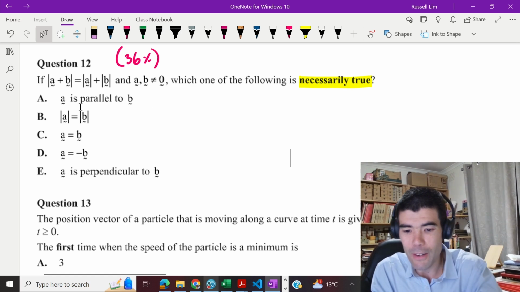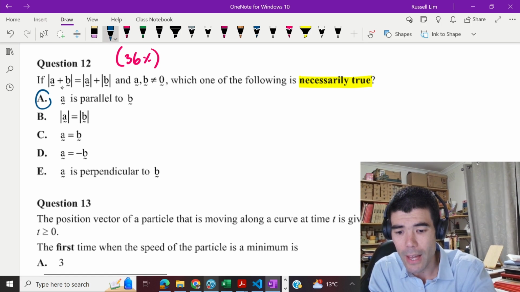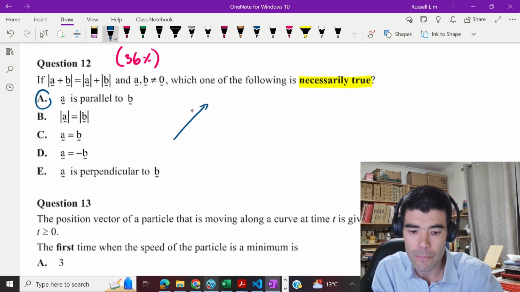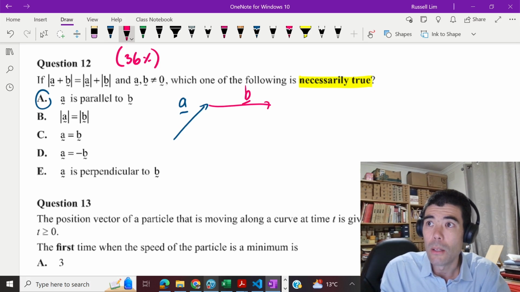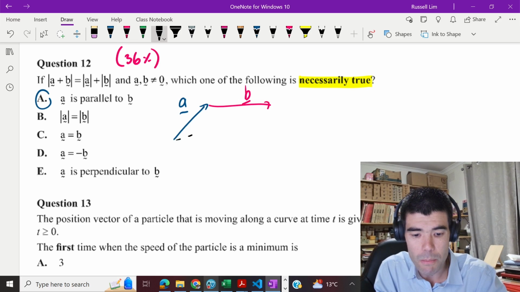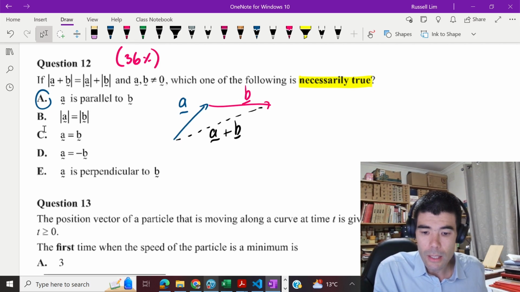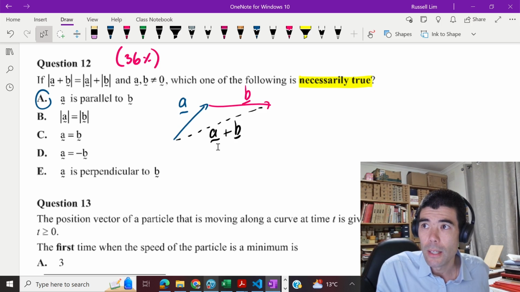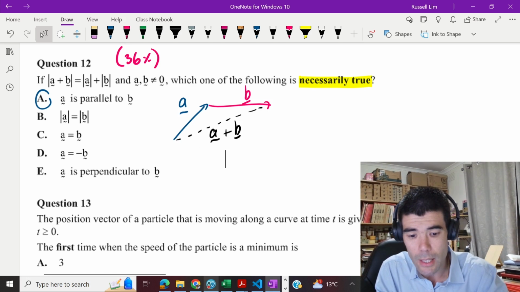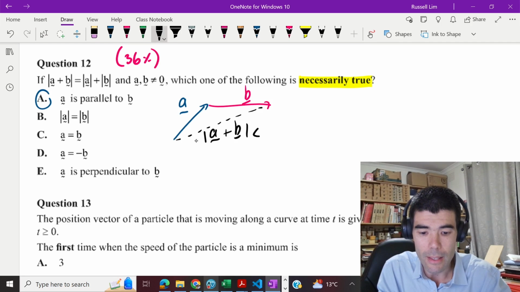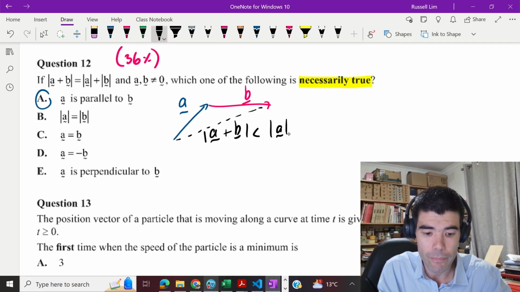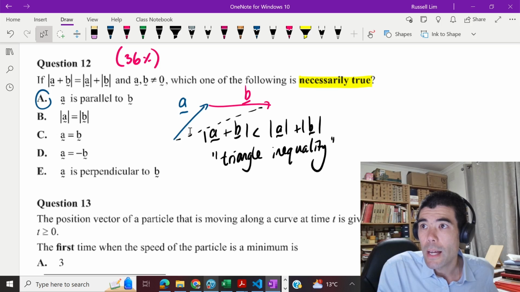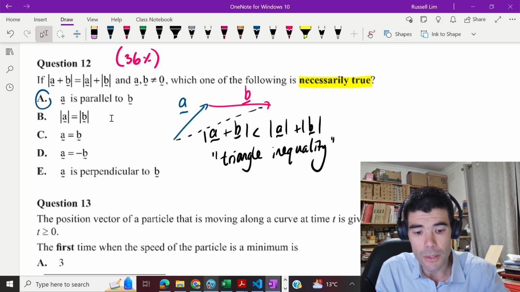But we don't have to look very far because it turns out if A plus B, so let's draw a diagram. We have vector A here, and imagine they're not parallel, vector B. Well, A plus B is going to be this vector here. Clearly, if this is a triangle here, the length of A plus B is going to be less than the length of A plus the length of B. This is called a triangle inequality. So the only way that they can actually be equal is if A is parallel to B.